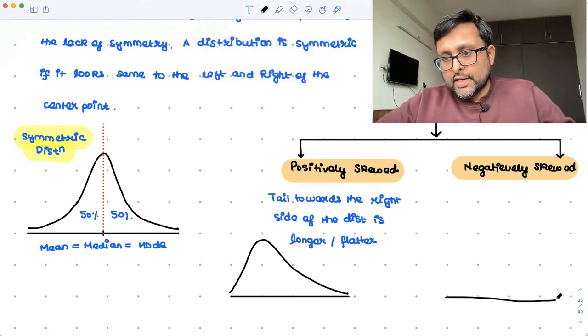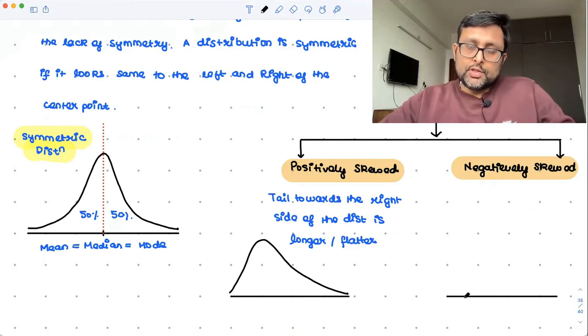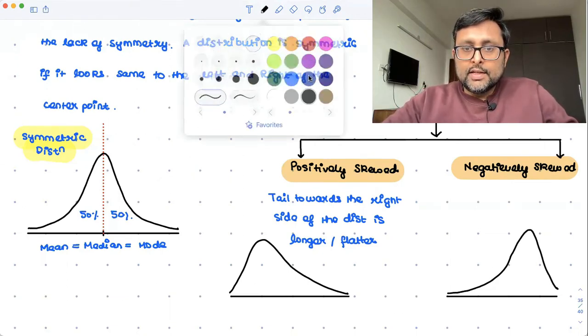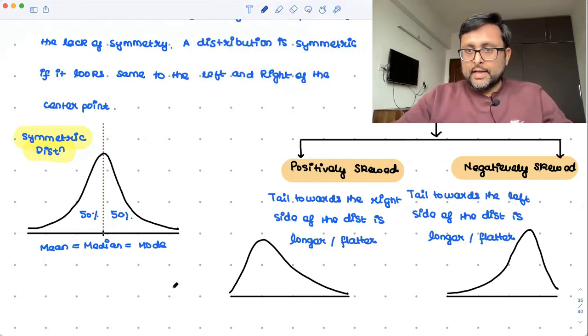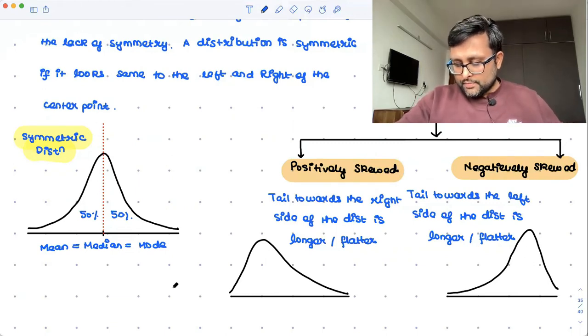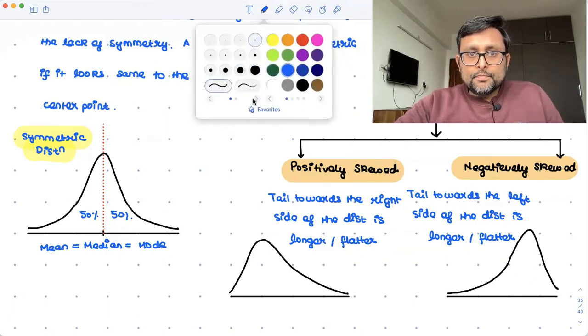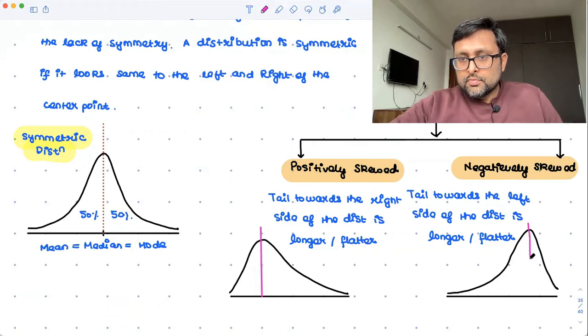Just let me draw the negatively skewed distribution. So negatively skewed distribution is when the tail towards the left side of the distribution is longer or flatter. So it is somewhat like this. That is, the tail towards the left side of the distribution is longer or flatter, right? Here is going to be the mode of the distribution. This peak.